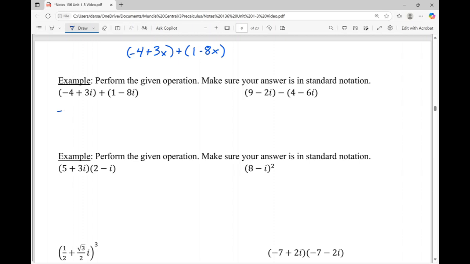So think of this as -4 plus 3i plus 1 minus 8i. We're going to put the like terms together and then add their coefficients. So this will be -3 minus 5i when we add these two complex numbers together.